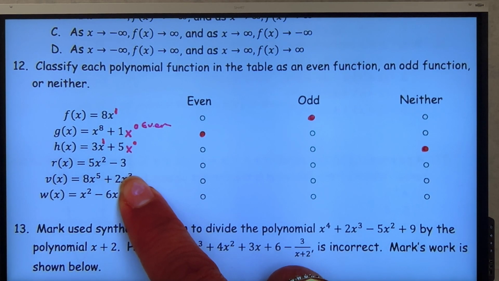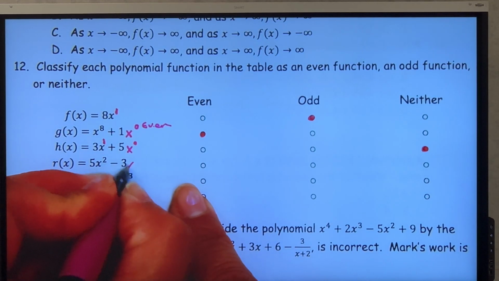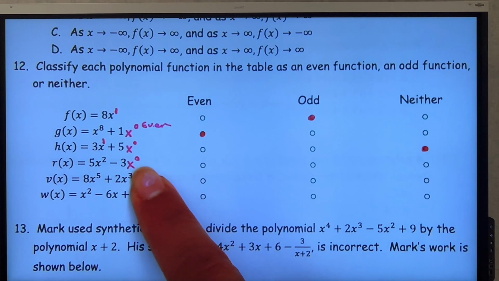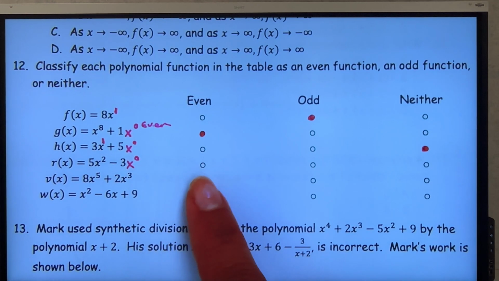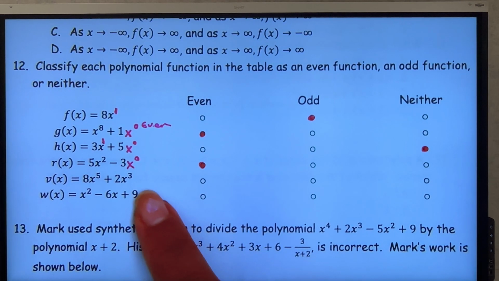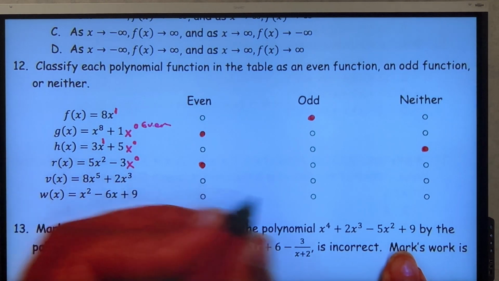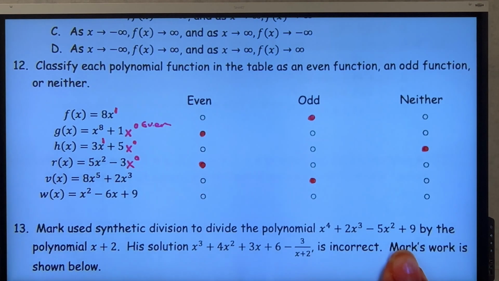R of x, 5x squared minus 3, well, that power of 2 is an even degree. And then on that constant, it has an x to the 0 power. 0 is an even degree also. So this one is purely even. And then we have v of x equals 8x to the 5th plus 2x cubed. The power of 5 and power of 3 are both odd, so this one is purely an odd function.